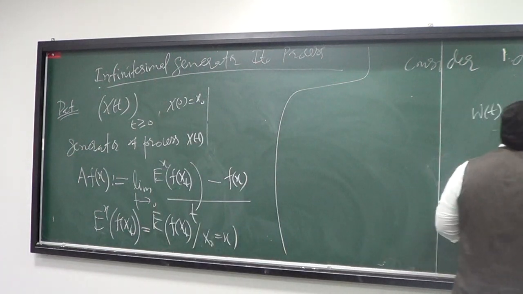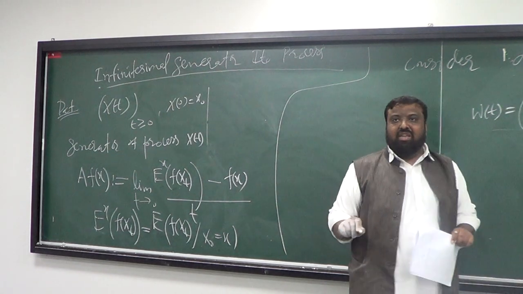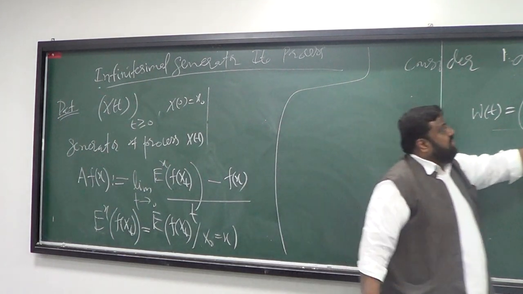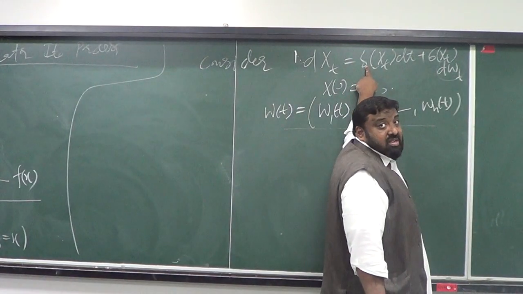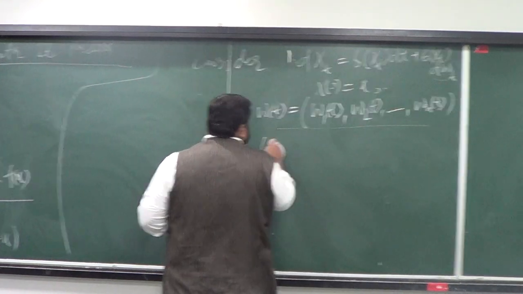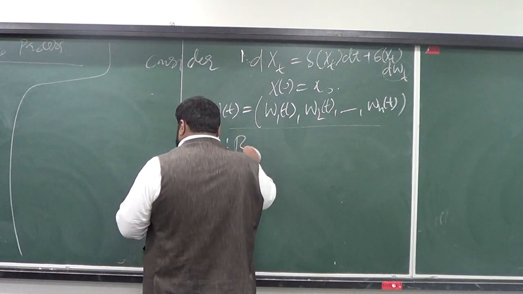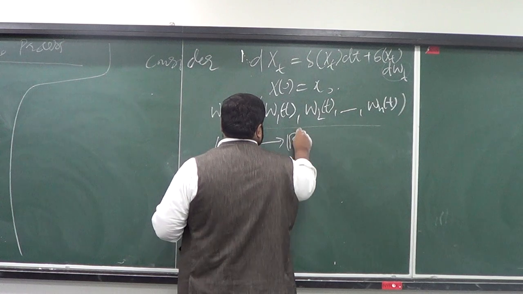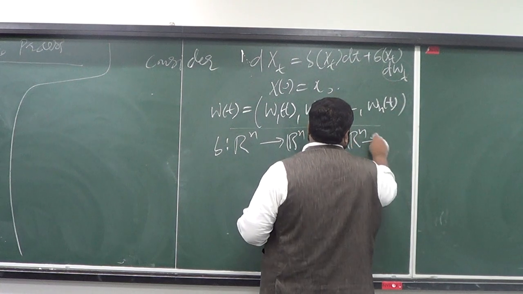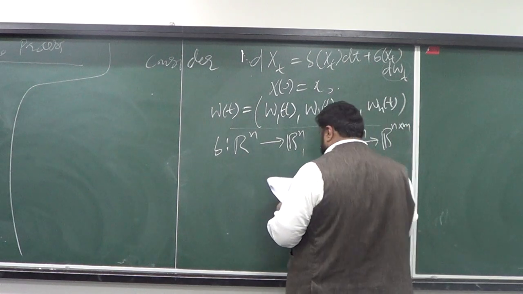So if this w_t is a vector, you can interpret this as a vector as well. So dw_t is really, treat it as a vector. So what will be the sigma and b? It's a matrix equation, where the b is a map from R^n to R^n, while the sigma is a map from R^n to R^n cross m. And they are measurable.